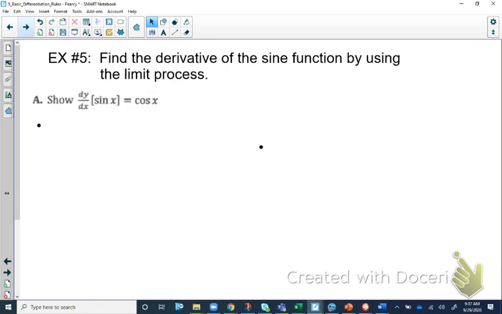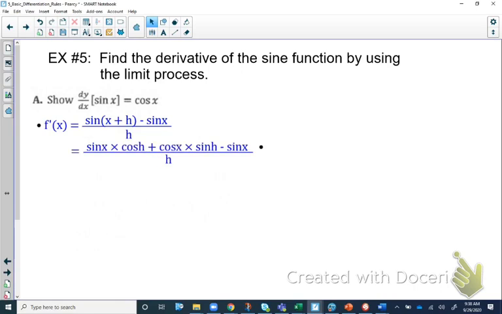So here, we're going to go ahead and start looking at this. And I have this typed up already for us here, so hopefully it'll go a little bit smoother than me writing it out. Okay. So the first thing I'm going to do is take the limit definition of the derivative and plug in our stuff there. So we have sine of x plus h minus sine of x, all over h.